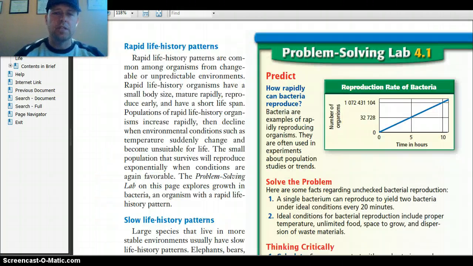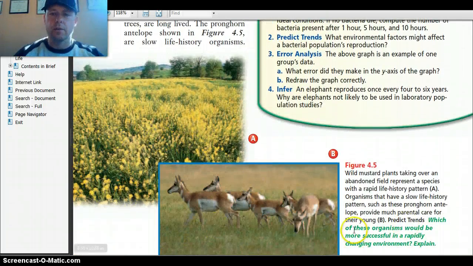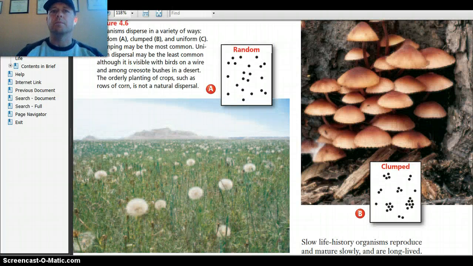As opposed to, say, white-tailed deer in Michigan, or, I know these aren't white-tailed deer, these are antelope, or these wild mustard plants. Their numbers rebound very, very quickly. They have a lot at one time. We call that a rapid life history, and that definitely affects their population.